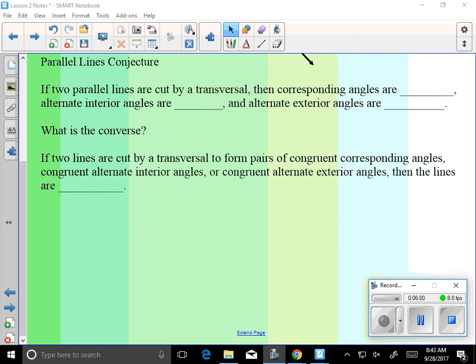Parallel lines conjecture. If two parallel lines are cut by a transversal, the corresponding angles are what? Congruent, right? I'm not going to write the word out. What else is true? Alternate interior angles are congruent, and so are alternate exteriors. Now, here's the converse. It flips it around. If two lines are cut by a transversal to form pairs of congruent corresponding angles, congruent alternate interior angles, and congruent alternate exterior angles, then the lines are what?